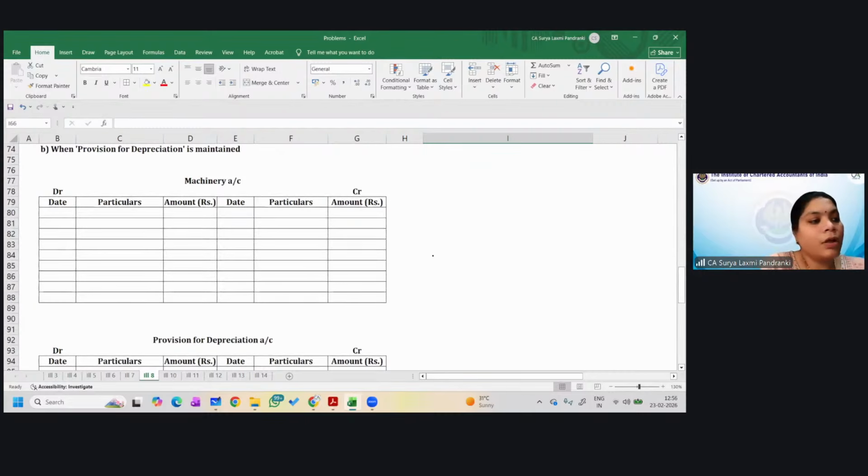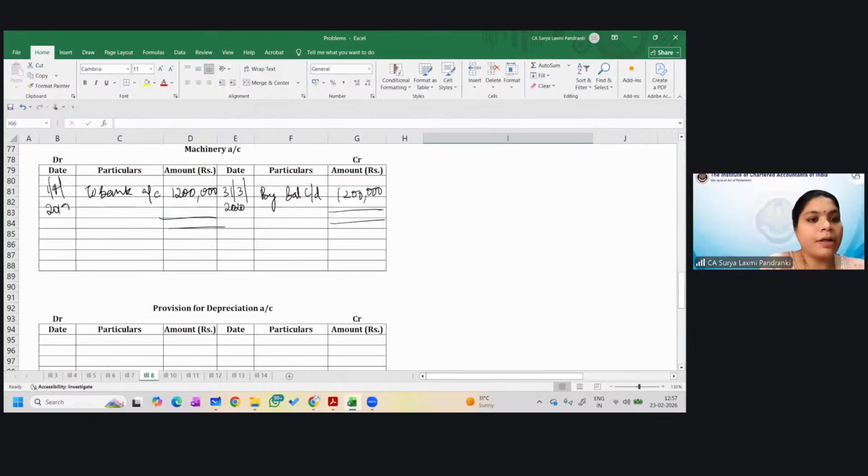So on 1st April 2019, you have purchased machinery, credit bank account. I'll write it fast since we have done this already. 12 lakhs will be the cost of the machine, right? So on 31st March 2020, you'll have by balance carried down 12 lakhs. There is no other entry that will be written. We will only record the cost of the asset, right?